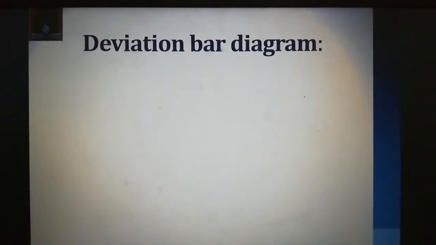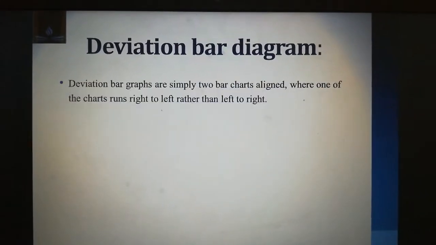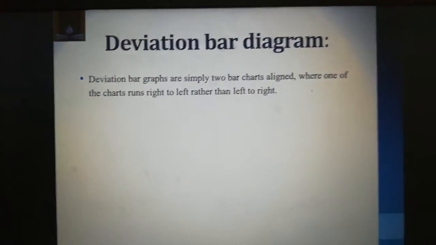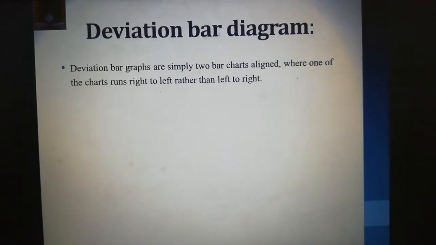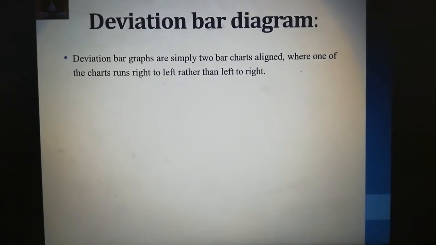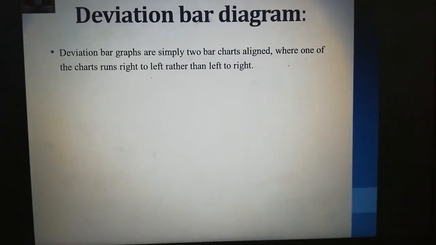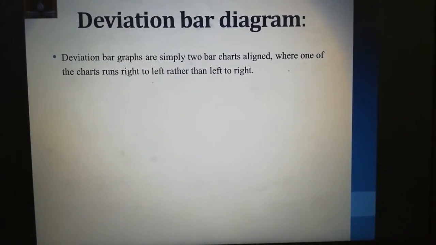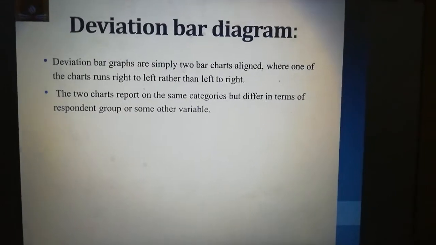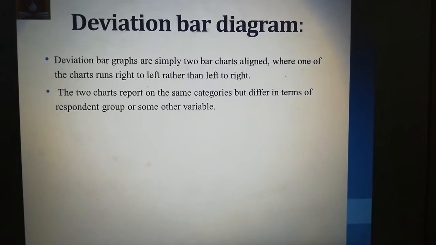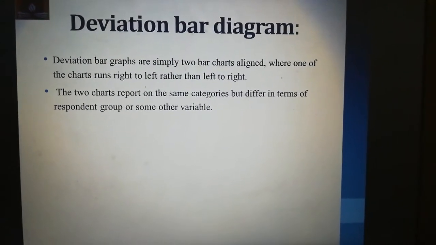Next, let's have a look at the deviation bar diagram. What do you mean by deviation? It is simply two bar charts aligned where one of the charts runs towards the right and the other one towards the left. And the two charts report on the same category but different groups of respondents.